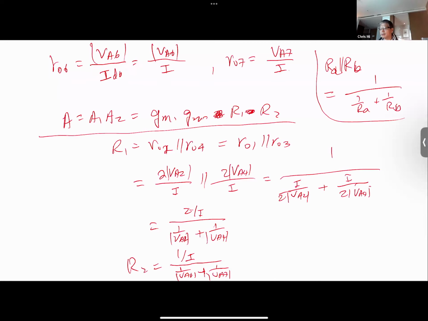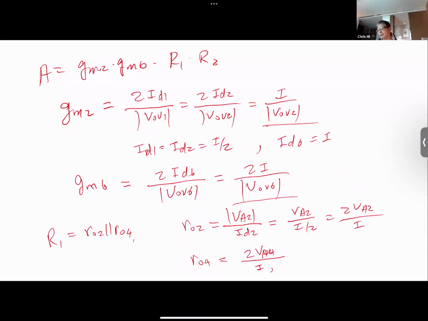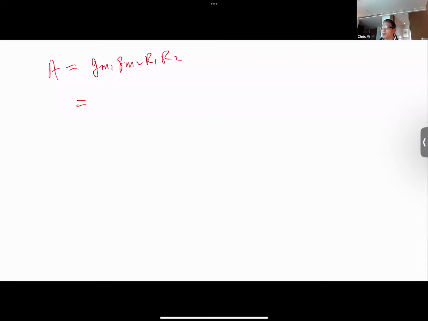So now we can plug in this A to get, again, I want to write this GM1, GM2 times R1, R2, and we can plug in all these numbers. Now we have GM1 derived already. Let me check GM2 and GM6, with I over V2, and this 2I over V6. Okay, so this is GM2, GM6. So this is I over V2 times 2I over V6, and then times R1, R2.